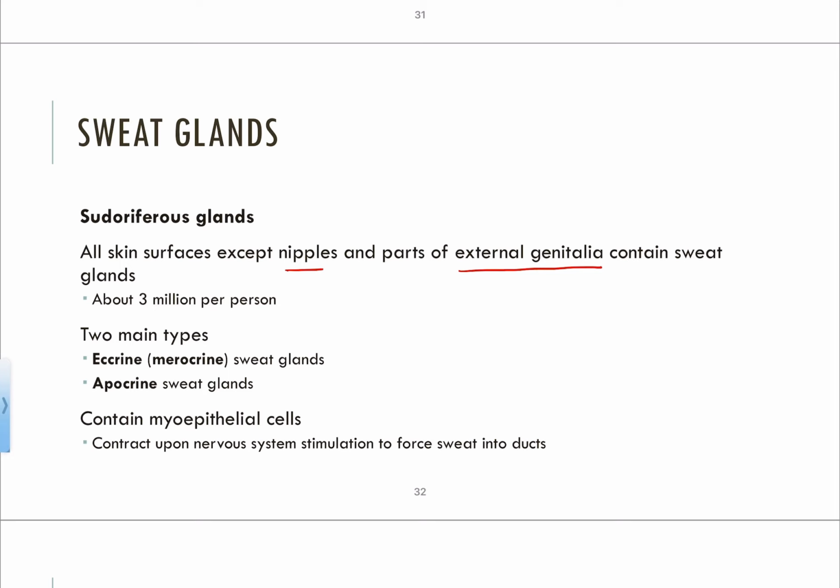And they contain myoepithelial cells. These are just specialized cells that can contract upon nervous system stimulation and help force the sweat into ducts and out onto the skin surface. Sweating is controlled by our autonomic nervous system, which we'll talk about later in this course, meaning that we don't have any voluntary control over it.